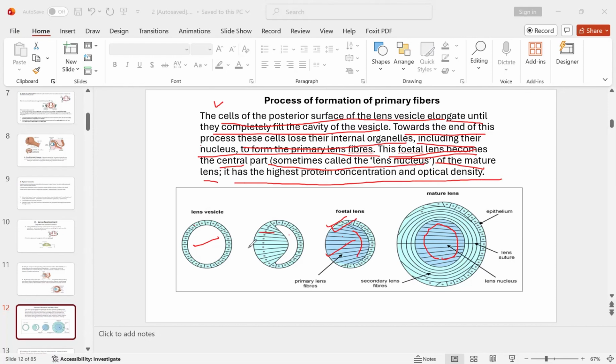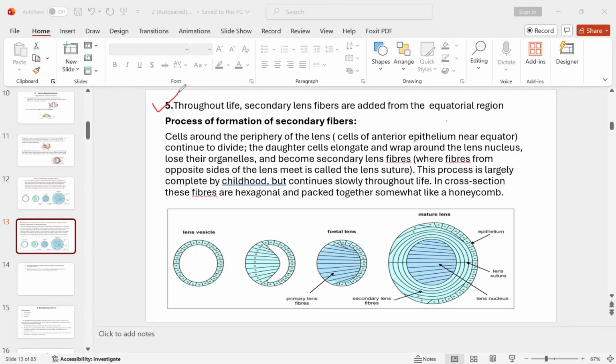So now let's move to the fifth step of the formation of the lens. The fifth step in the formation of the lens is the formation of secondary lens fibers. Throughout life, these secondary lens fibers are added from the equatorial region. So let's now discuss the process of formation of secondary lens fibers.